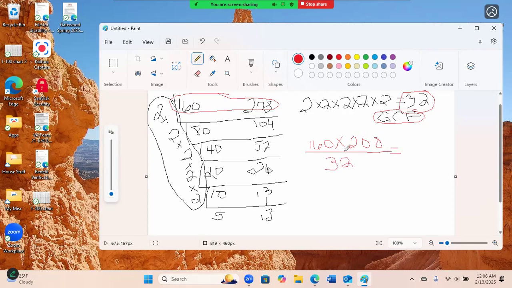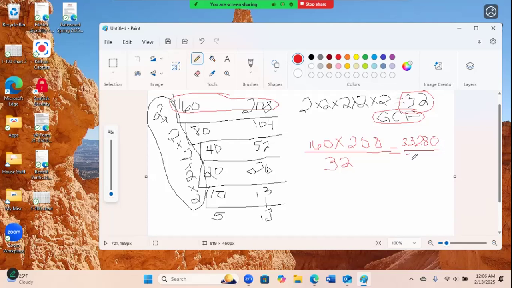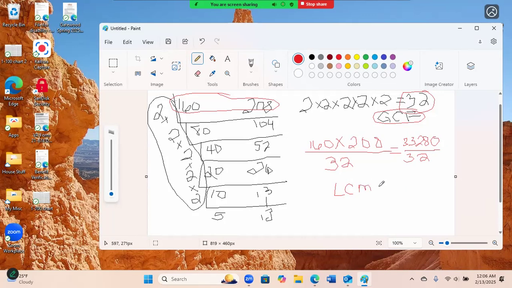So doing this in easier math, 160 times 208, you're probably going to need to break out a calculator for that because that's going to be a big number. It's going to be 33,280. You're going to divide that number by our greatest common factor, which is 32, which then leads us to our least common multiple of 1,040.